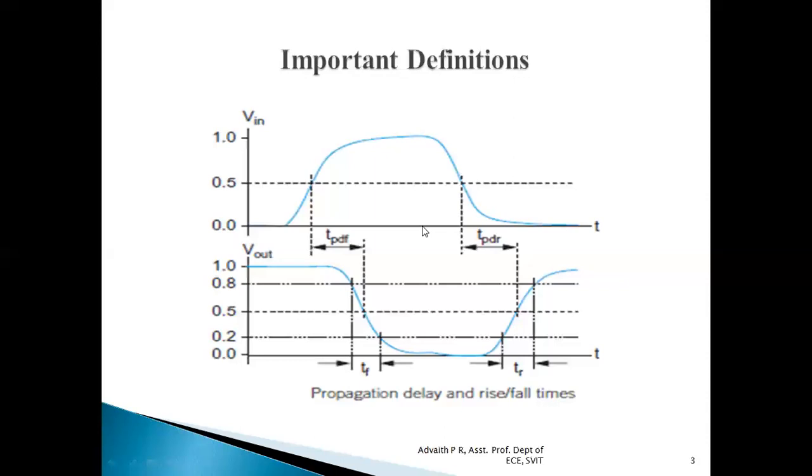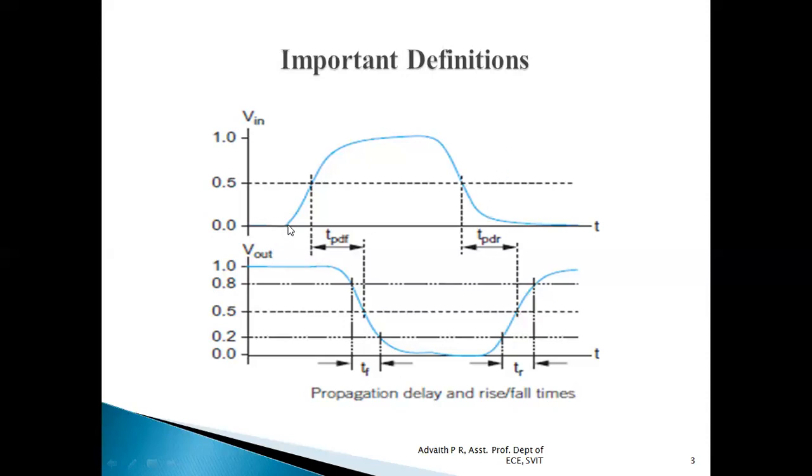The waveform shown on the screen is the input as well as the output of a CMOS inverter. In the first waveform, along the x-axis we have considered time, along the y-axis V input. In the second waveform, along the x-axis we have considered time, along the y-axis V out. As we already know, the logic of a CMOS inverter: when the input is high, the output should be low, and when the input is low, the output should be high.